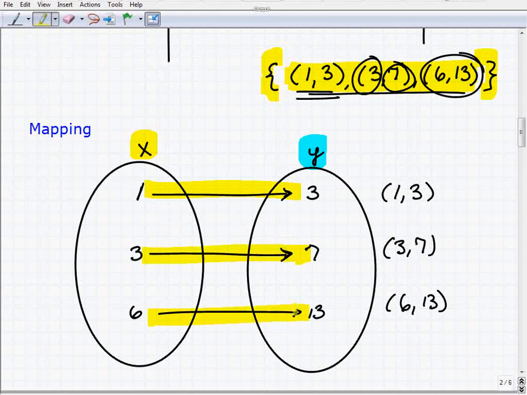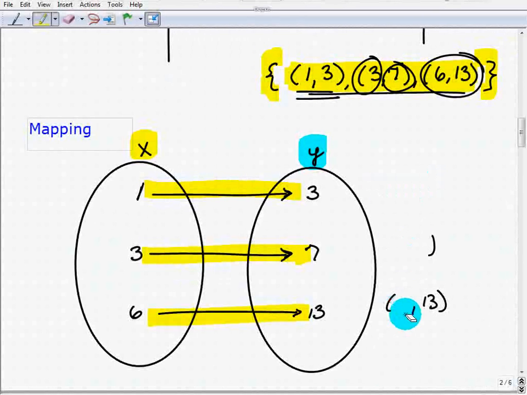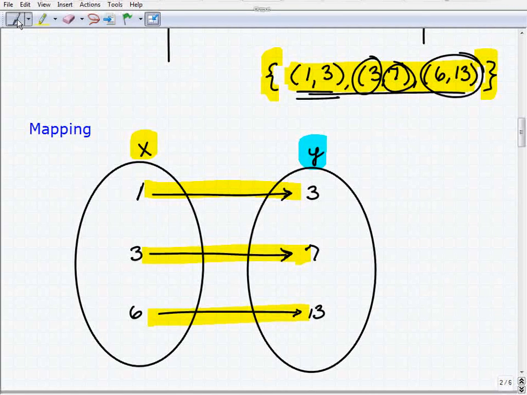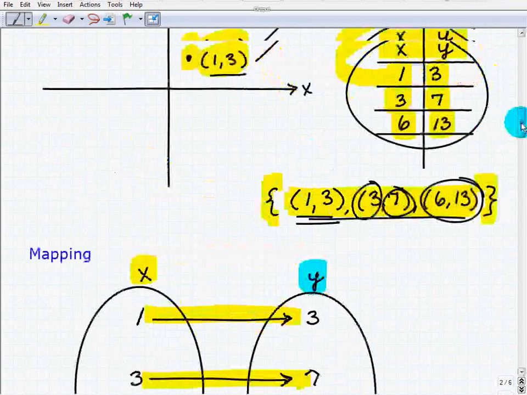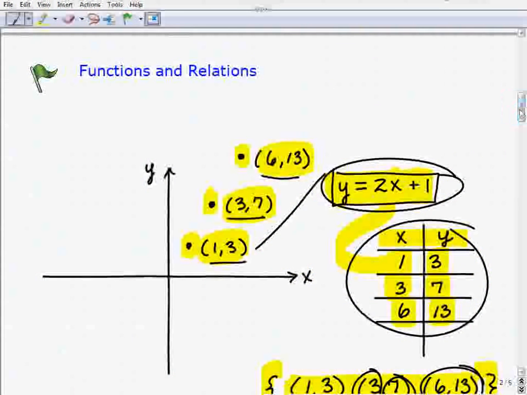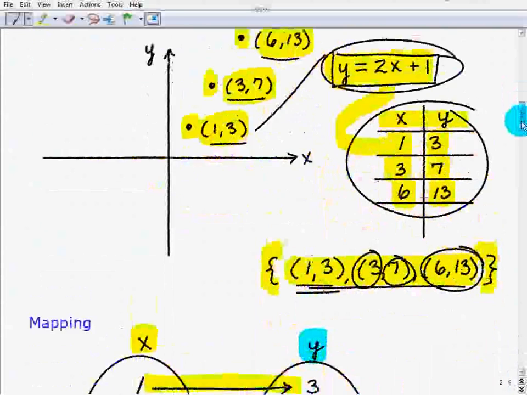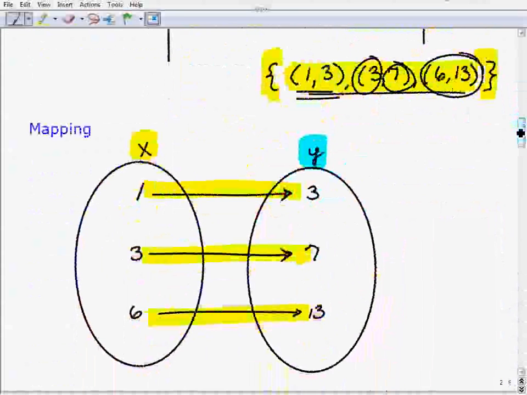Now, why do we like to represent relations in a mapping diagram? Well, there are several reasons, but the main one, I feel, is that it's easy to describe or define what a function is. Okay, so far we've been talking about relations, and we know that functions are some sort of special type of relation. Now I'm going to use a mapping diagram to define a function.